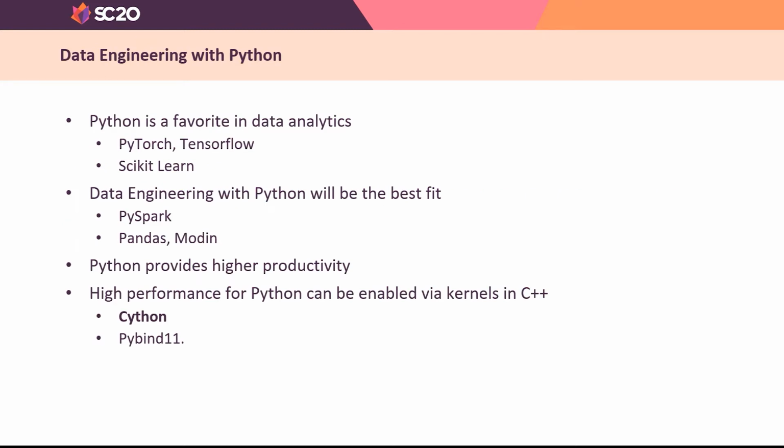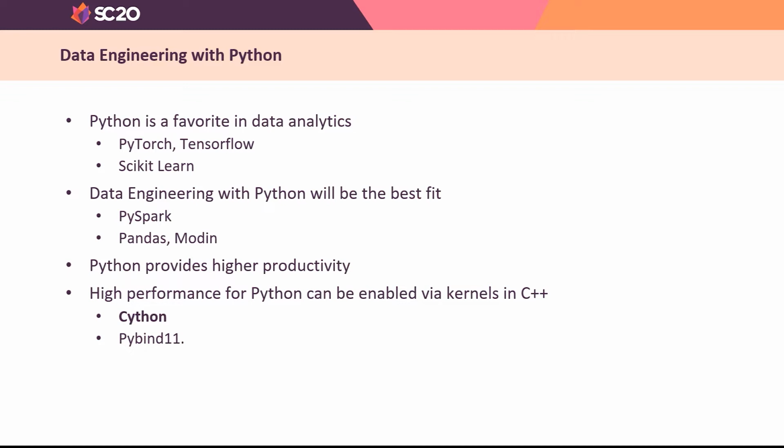Now we know the challenges in data engineering. Let's focus on understanding why Python becomes key. Python is the favorite in data analytics frameworks like PyTorch and TensorFlow. Since data analytics is the main consumer of data engineering, data engineering frameworks must also support Python. PySpark, Modin, Dask, and Pandas are such implementations. The main reason for using Python is the high productivity in model prototyping. But Python is not well known for high performance.